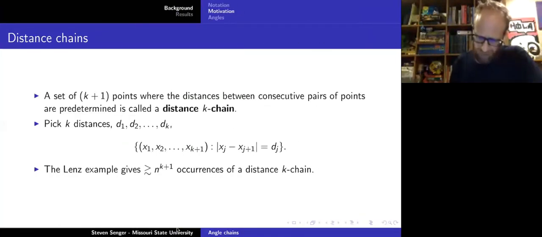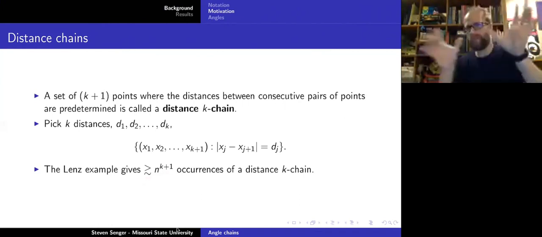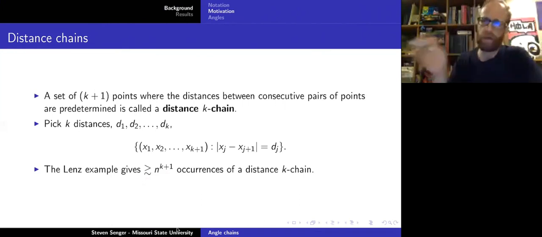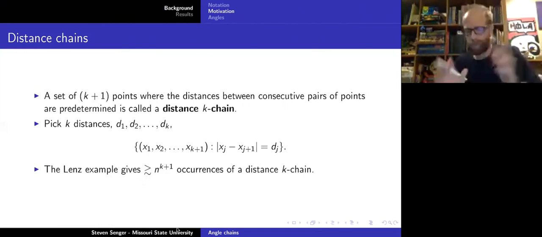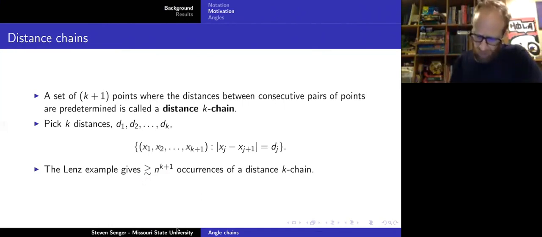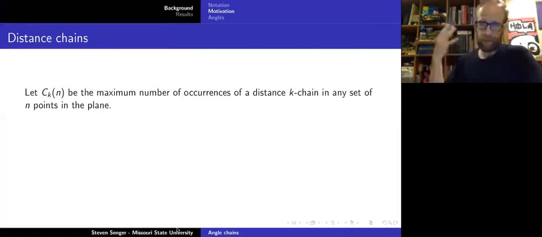The lengths example, if we look at these chains, is going to give us the trivial n to the k plus 1 occurrences of a distance k chain. So if I fix a particular distance, then I can tune my lengths example so that I have repeated versions of that distance. If I want to do different distances, there are tweaks one can make. But this is just to say that the lengths example provides that the problem is trivial for distances in dimensions 4 and higher.